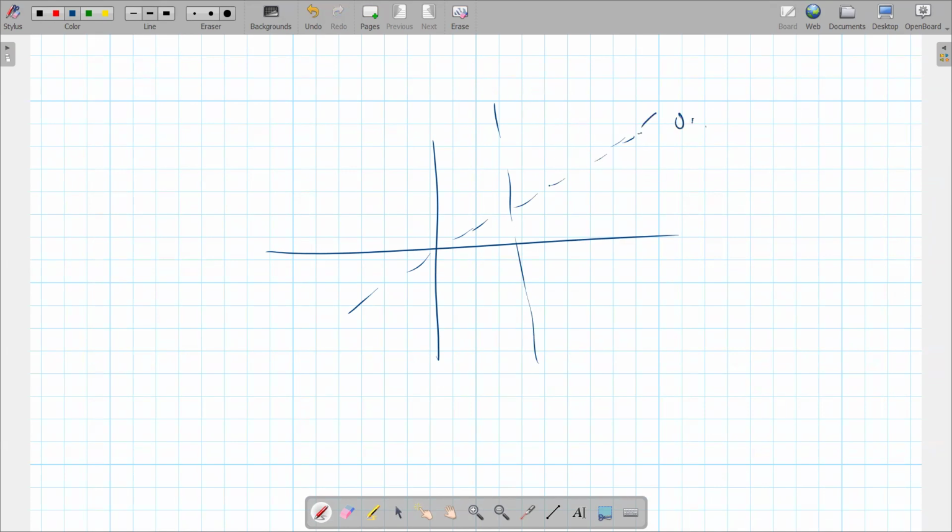This diagonal thing is your oblique asymptote. This straight thing is your vertical asymptote. Your sketch would look something like this.